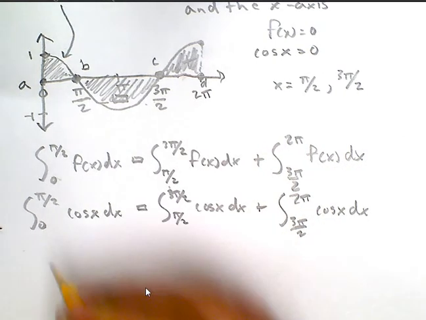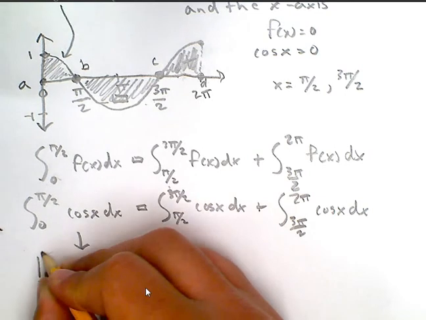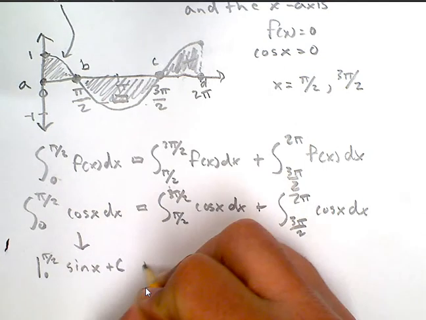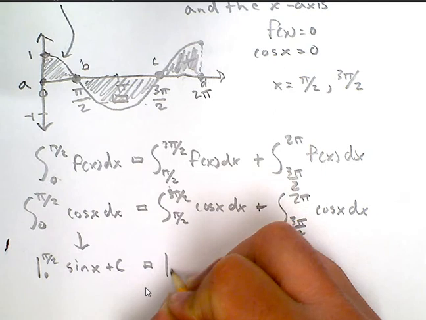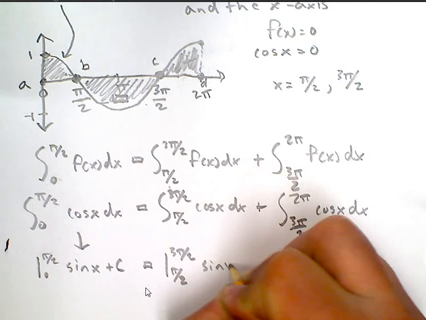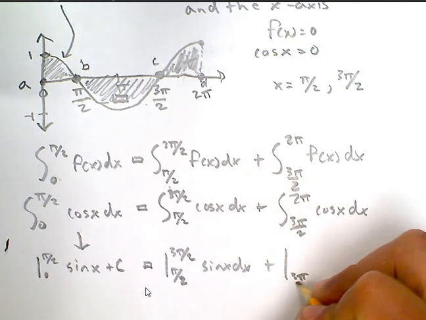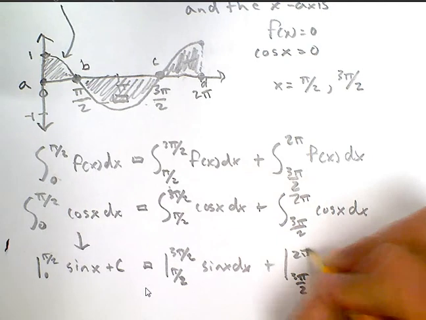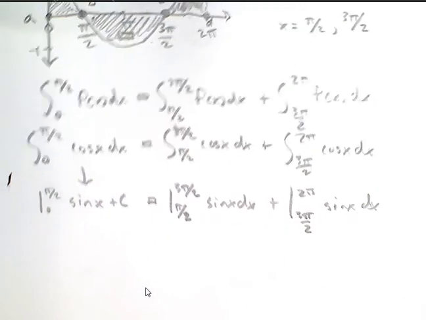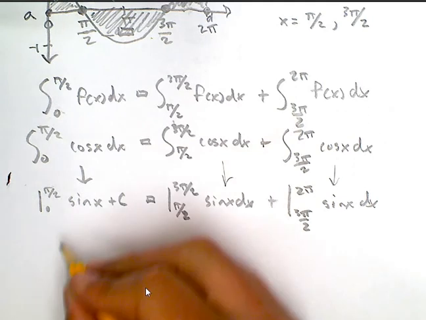So what's the integral of cosine? Sine. Evaluate 0 to pi over 2 sine x plus c, minus evaluate from pi over 2 to 3 pi over 2 sine x dx, plus evaluate from 3 pi over 2 to 2 pi sine x dx. Alright, so there we go. Now all we got to do is plug in our stuff.